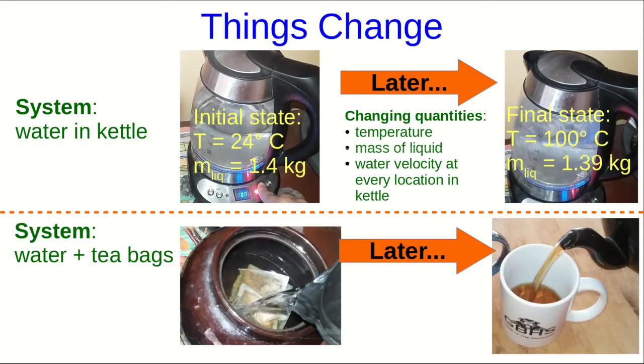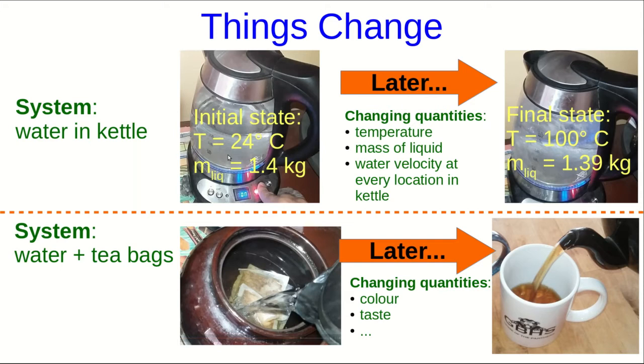For the water and tea bag system, the change in state is that the color and taste have changed. You might worry that those aren't really measurable in the sense that you'd usually think of as measurable, but we could connect the color with the fraction of light that gets transmitted at different wavelengths, and we could connect the taste with concentrations of various chemicals. And of course there would be many other measurable quantities that we could also track, but probably for making tea, the color and taste are what we're interested in.